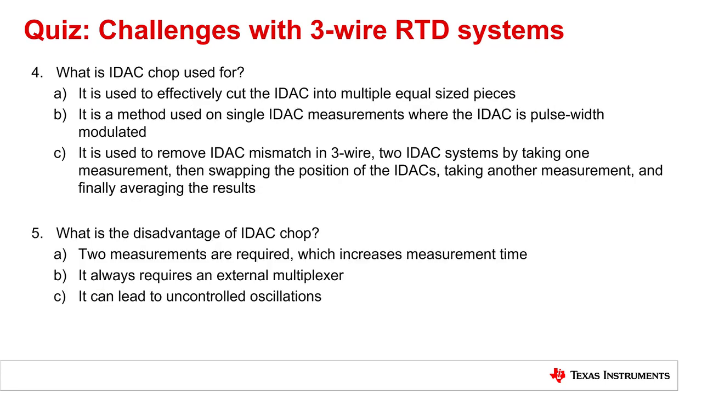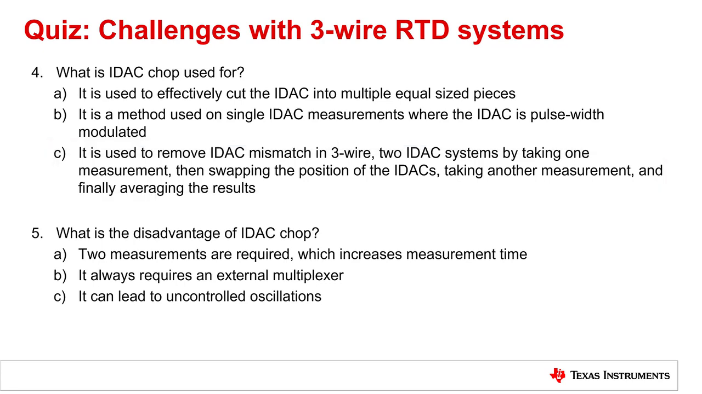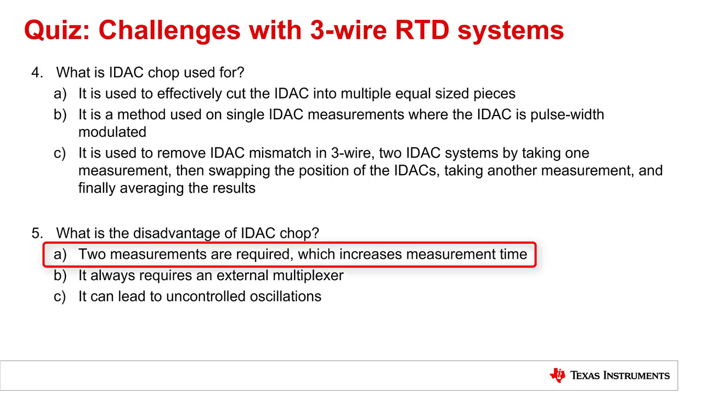Question 4. What is IDAC chop used for? The correct answer is C. IDAC chop is used to remove IDAC mismatch in 3-wire, two IDAC systems by taking one measurement, then swapping the position of the IDACs, taking another measurement, and finally averaging the results. Question 5. What is the disadvantage of IDAC chop? The correct answer is A. Two measurements are required, which increases measurement time.